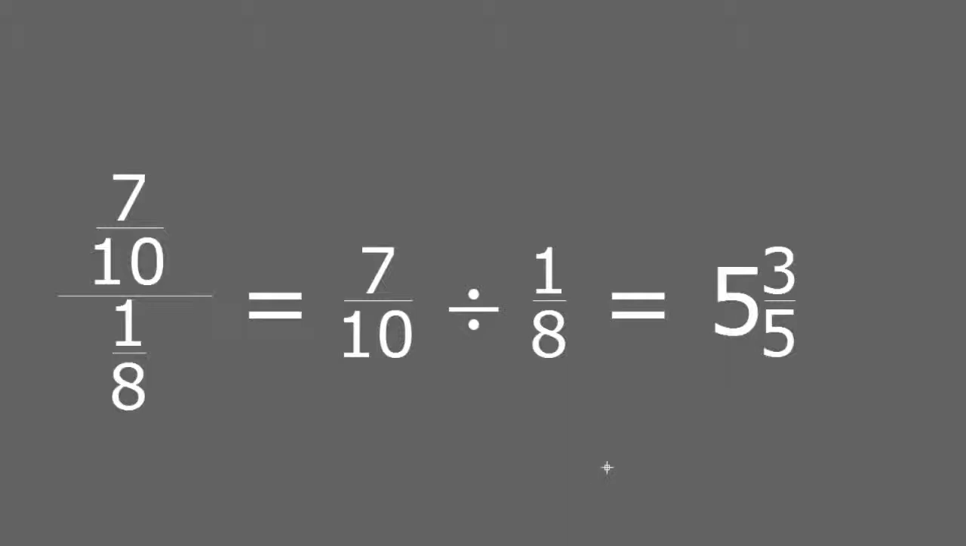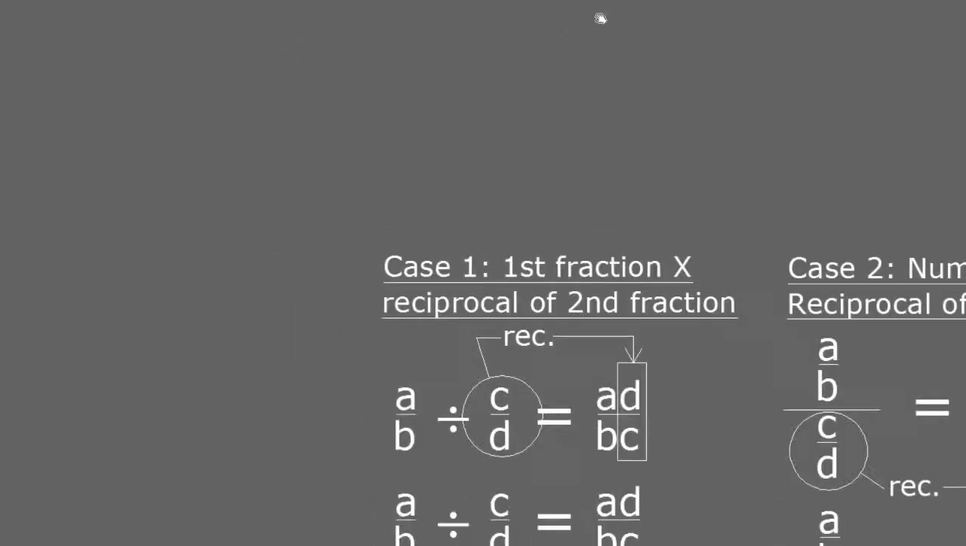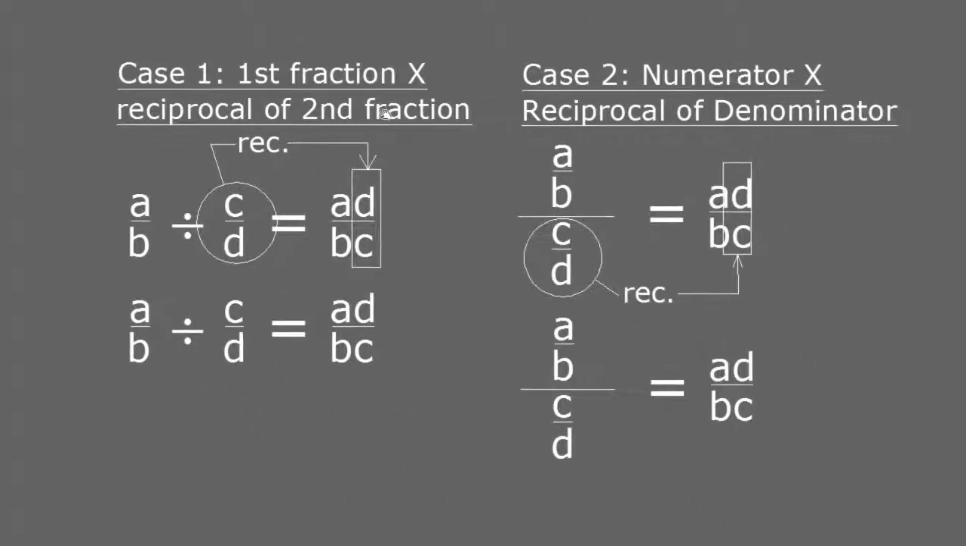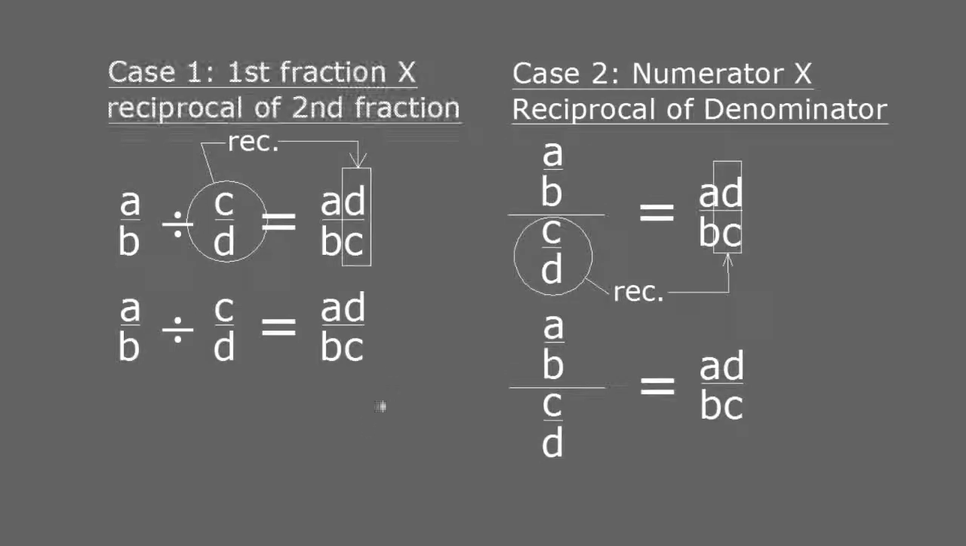Now you can go and check this one with the calculator and see if I did it correctly or not. So that is all for the division of fractions. Just remember, if you have one fraction next to another, you have to multiply the first fraction by the reciprocal of the second to get the answer of that division. If you're having a division where one fraction is on top of the other, one is the numerator and one's the denominator, you have to multiply the numerator by the reciprocal of the denominator, and that is how you solve the division of fractions.